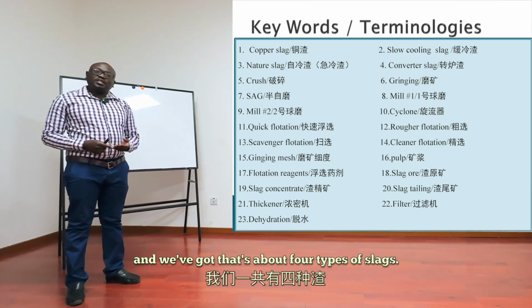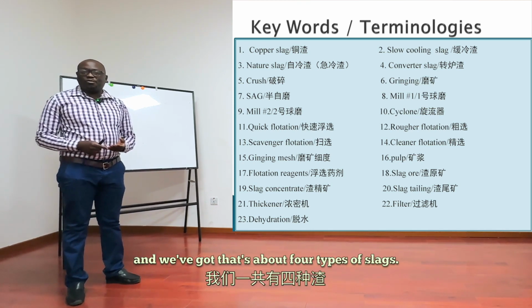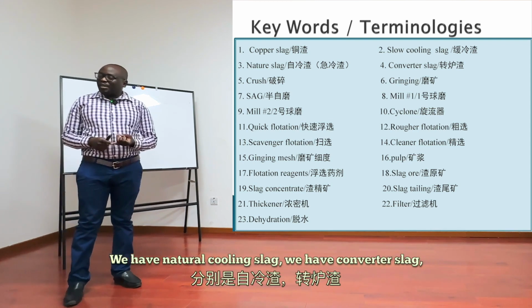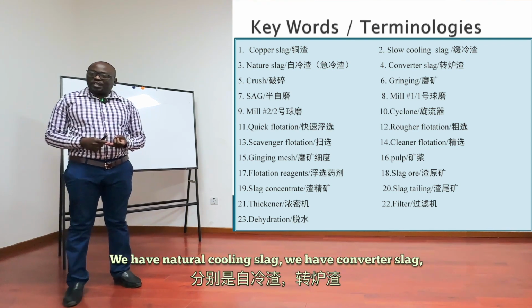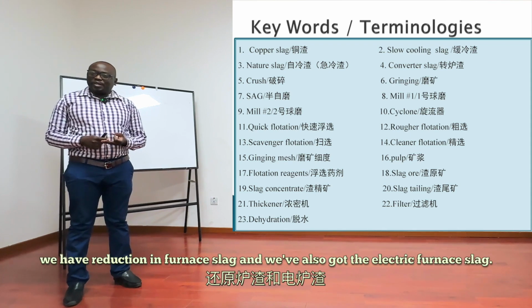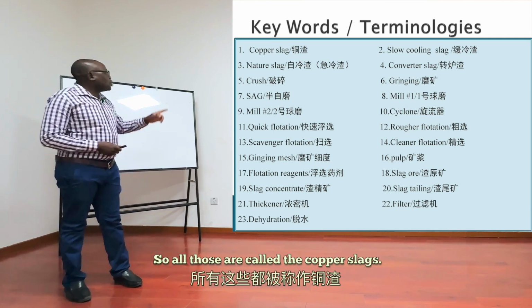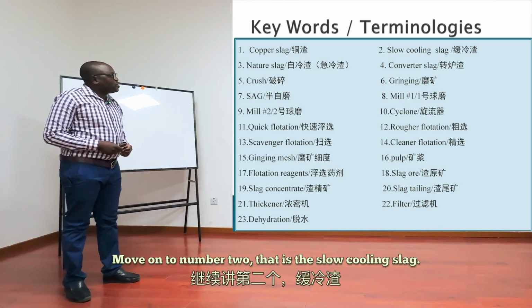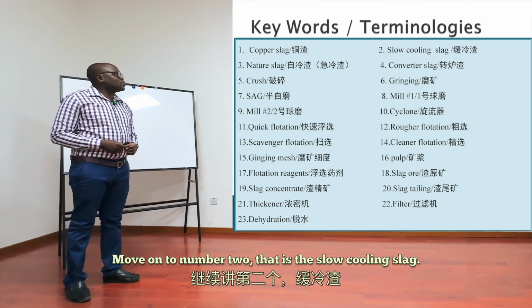And we've got about 4 types of slags. We have natural cooling slag, converter slag, reduction furnace slag, and we've also got the electric furnace slag. So all those are called the copper slags. Move on to number 2, that is the slow cooling slag.